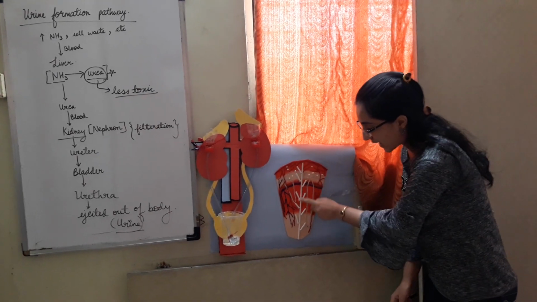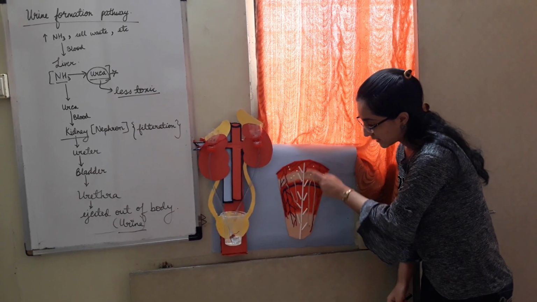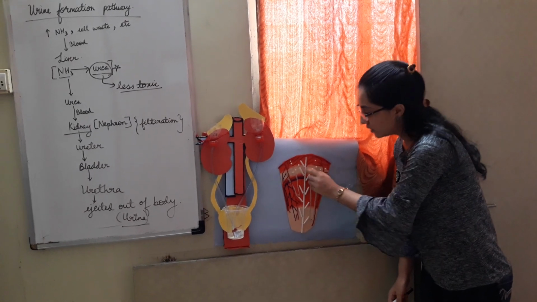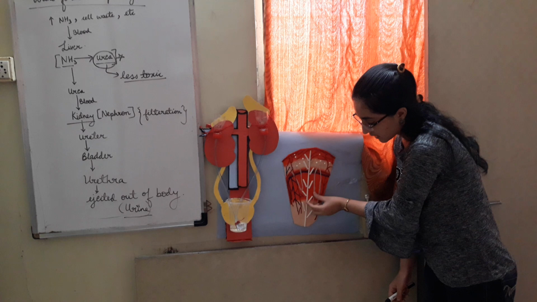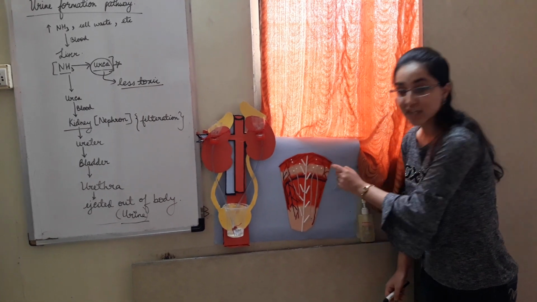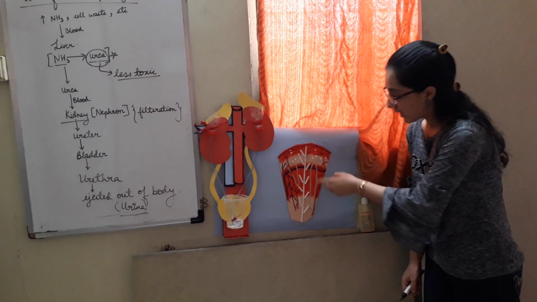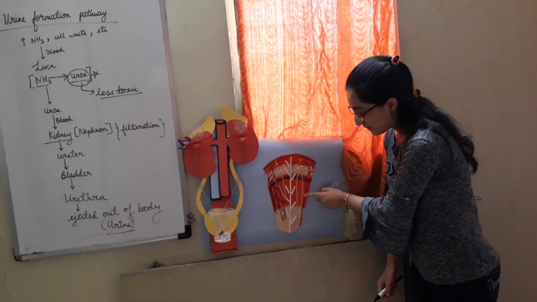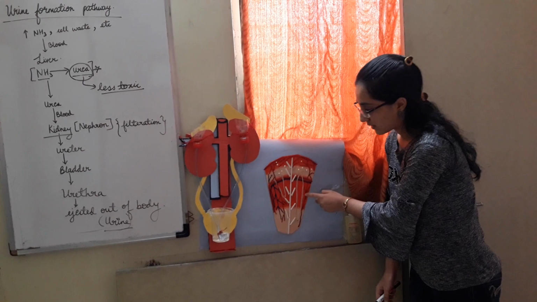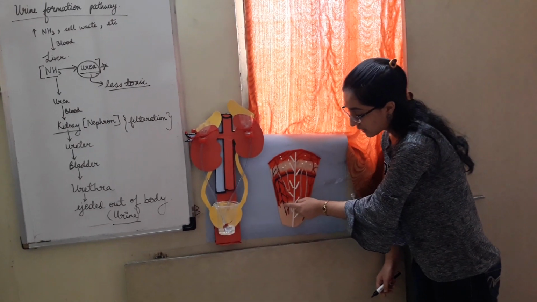You can see this white color is the collecting tubule. From these, you can see a small part of the collecting tubule. Here there is an attachment of different nephrons, and this white color thread is the nephron. You can see the red color part, this is the renal artery. The blue color part is the renal vein.